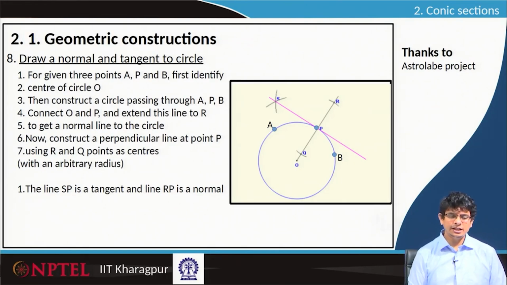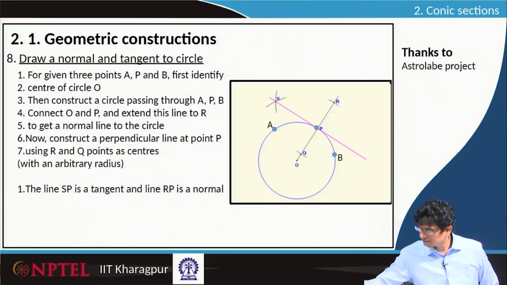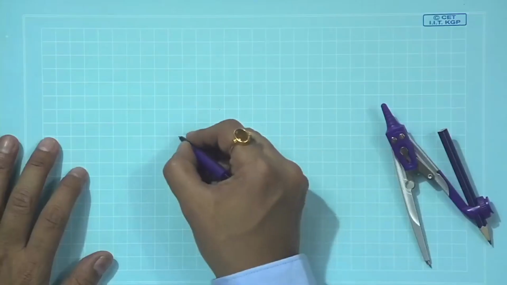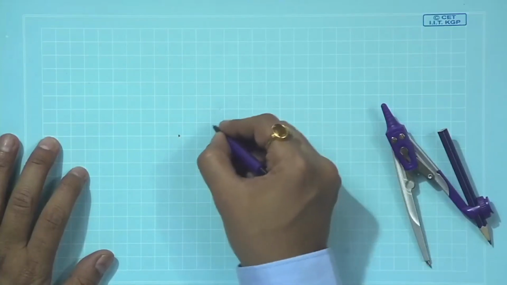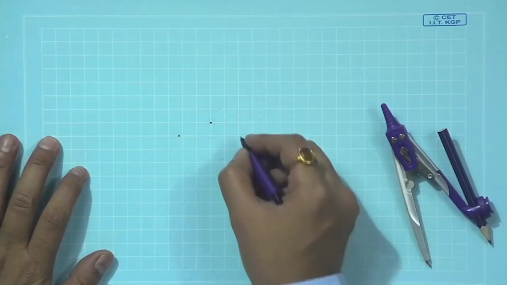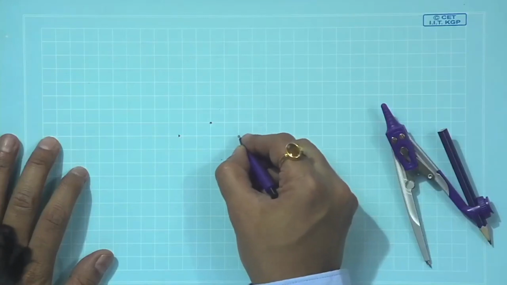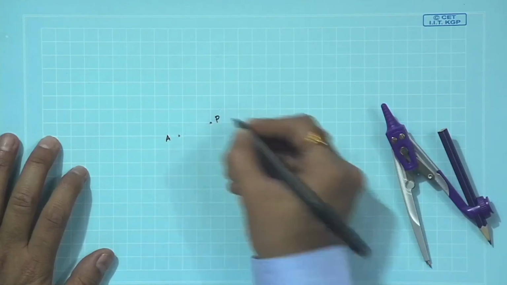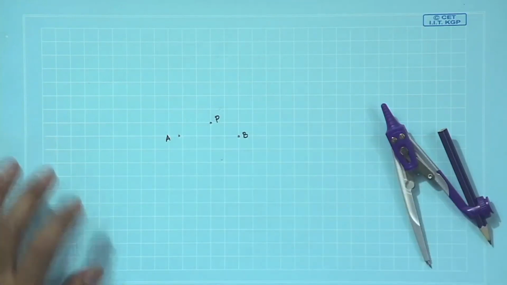Let us consider here 3 points are given: A, P, B. First of all, we have to identify a circle passing through A, P, B points and then the center of the circle. Let us do it on the page. The first point, so let us identify 3 points A, perhaps P and point B. Let us name them A, P, B. These 3 points are given.